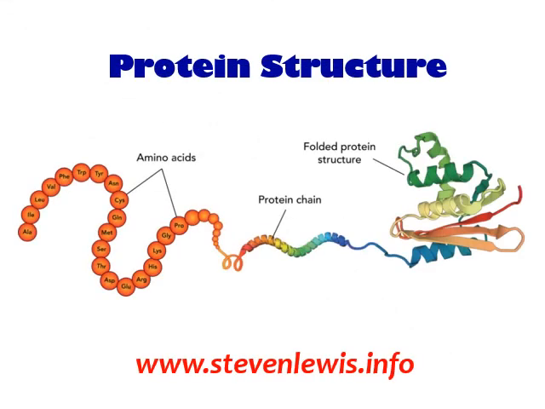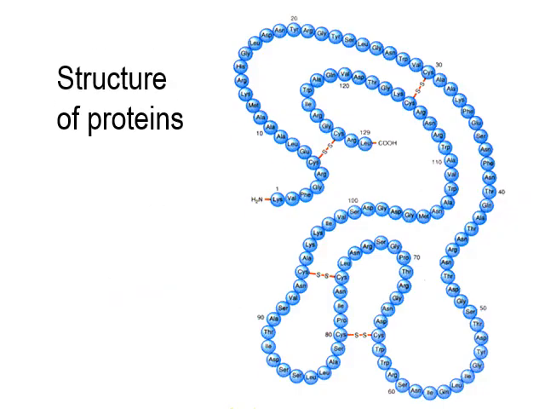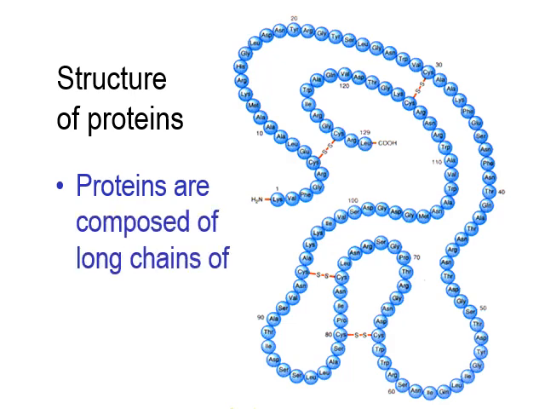The human body is about 15% by weight protein. In this video, we will explore the structure of proteins. Proteins are large molecules known as macromolecules. They are made of individual subunits called amino acids.